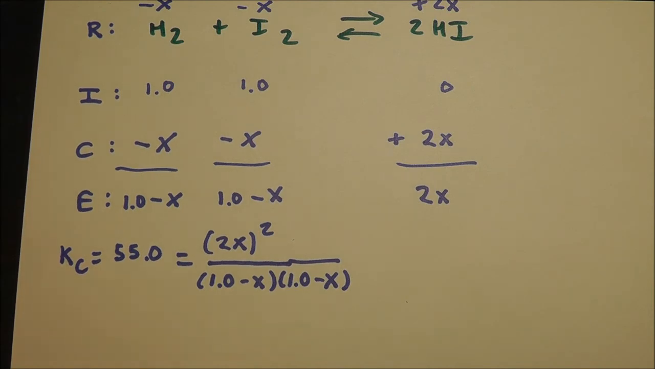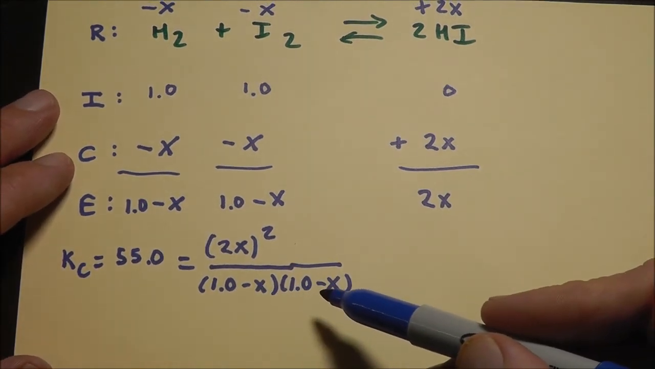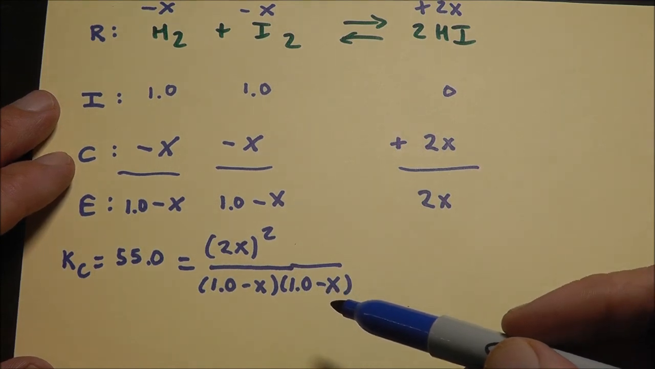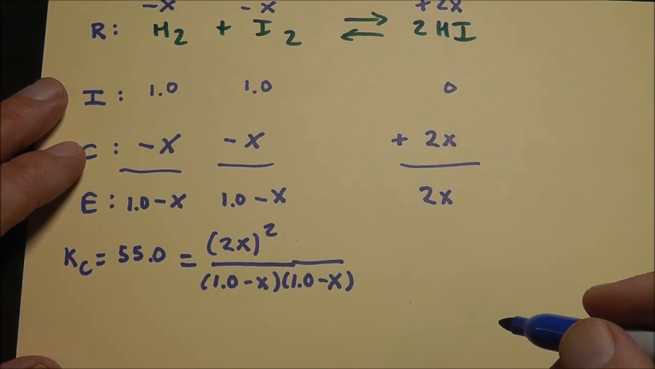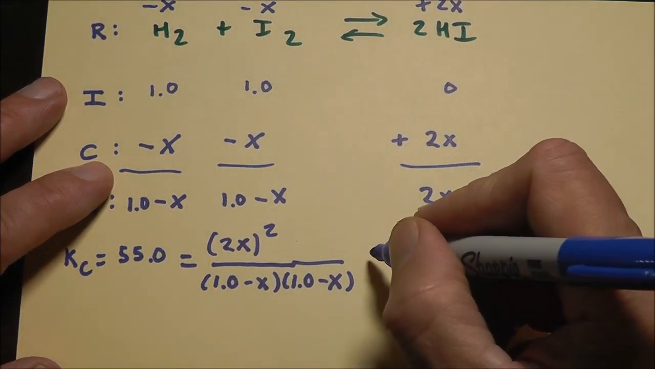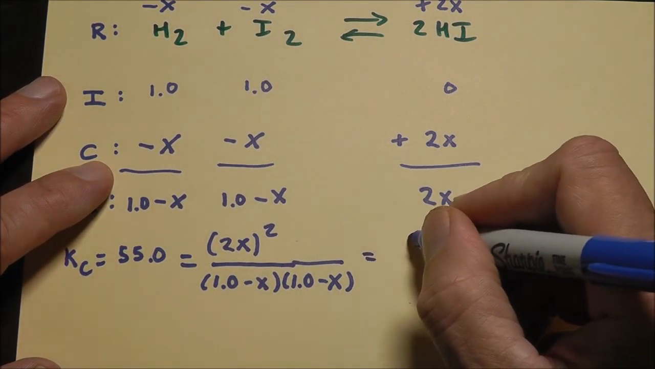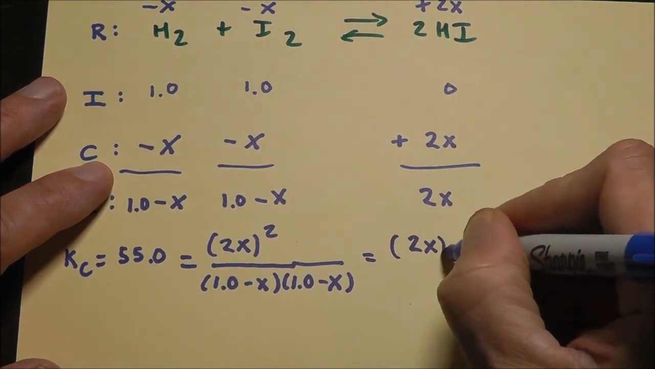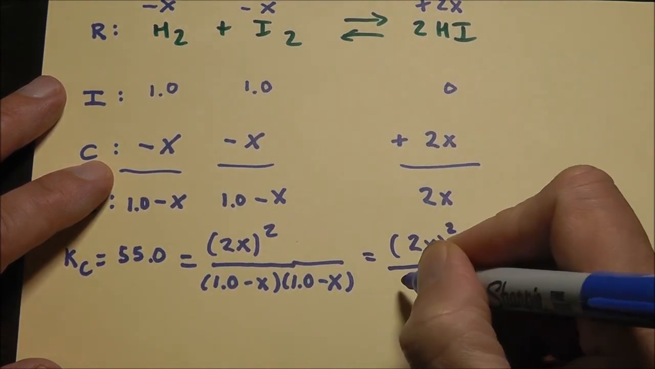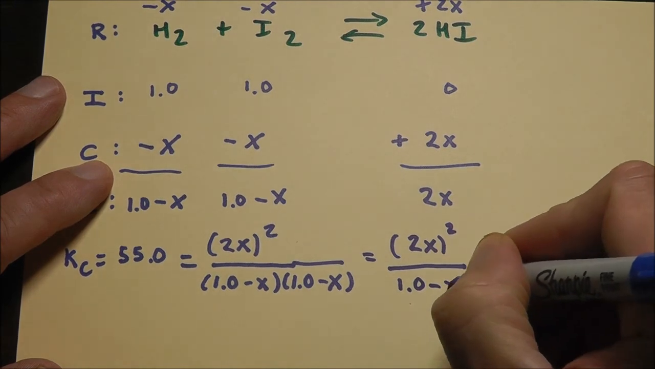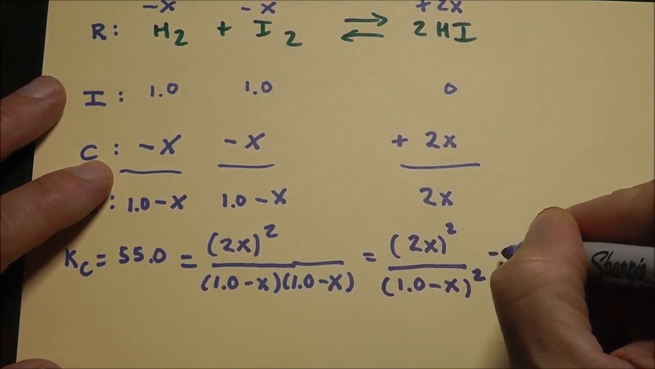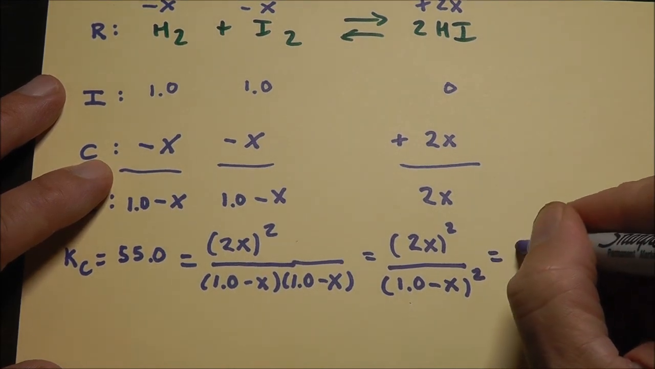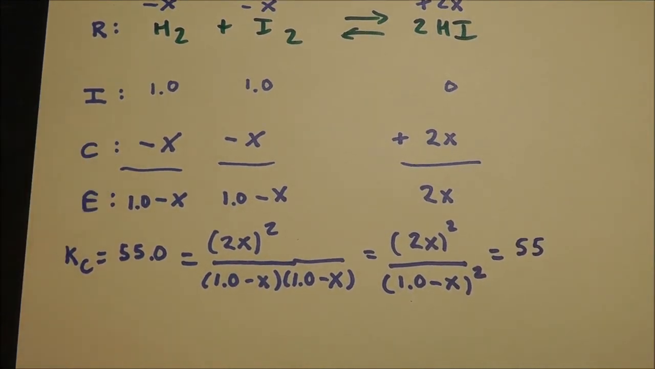You could say, I'm going to FOIL out the bottom here, and that's in the denominator. The numerator, I almost said. That's in the denominator, and you're going to make the denominator more complicated? I'm going to just recognize that this is the same as saying 2x squared divided by 1.0 minus x squared. So we got lucky there that those initial concentrations were the same. That's all equal to 55.